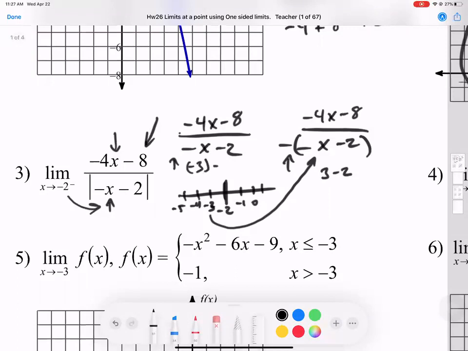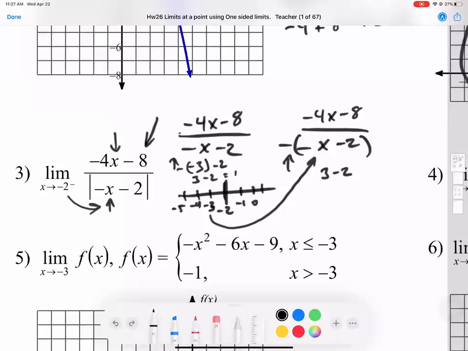That becomes a positive 3 minus 2. That's a positive, right? So do we need the negative sign if x is less than -2? No, because that's going to be a positive. Remember, absolute values make everything positive, and we got a positive answer over here.